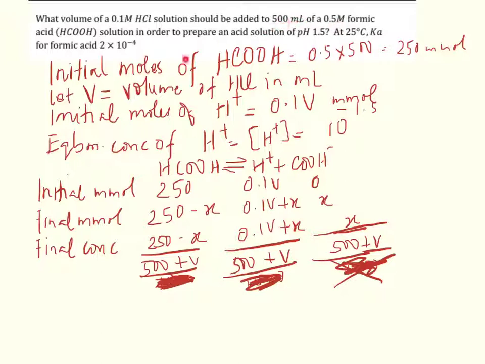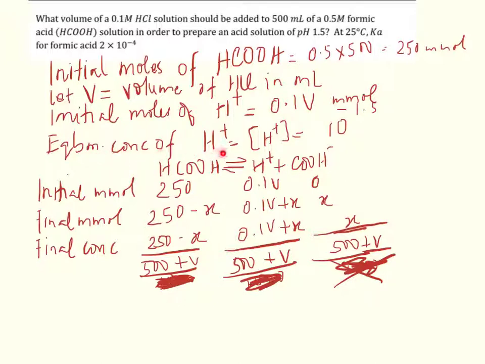Now, what's your initial moles of formic acid? It's 0.5 times 500. I've left this as ml, so I get 250 millimoles. Let's assume V is the volume of HCl needed in milliliters to get this pH of 1.5. This means that the initial moles of H plus that you have from HCl before equilibrium occurs is 0.1 V, and that's in millimoles because V is in milliliters.